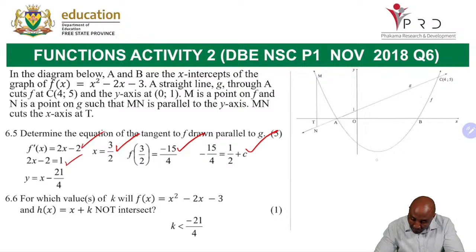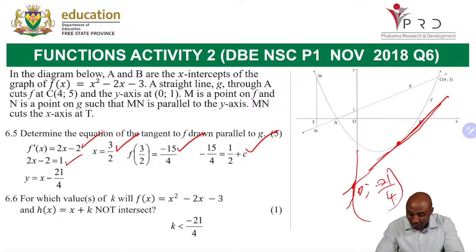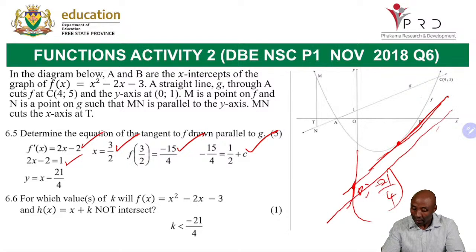Remember, if we are saying this is parallel, it means we are somewhere here. We are having the tangent, and this is the point of contact. So we are looking at the y-intercept. Our y-intercept here will be (0, negative 21 over 4). So once our y-intercept is less than negative 21 over 4, it means our line is still parallel, but it will no longer intersect our graph there, and we get our 1 mark. We move forward.